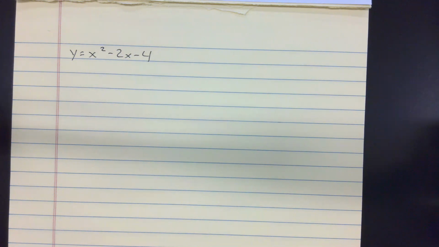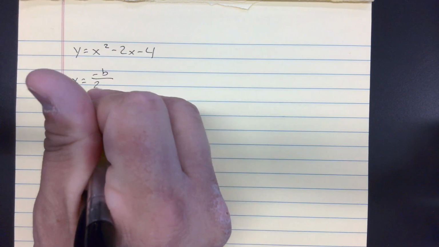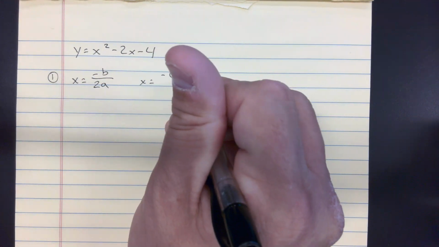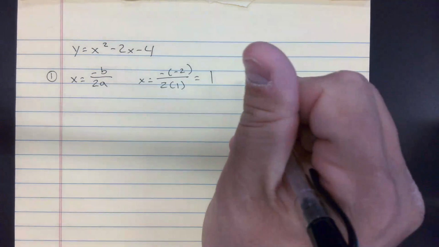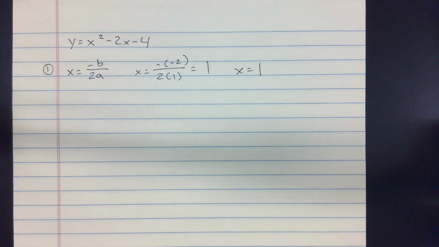Who could tell me what step number 1 was? We're going to find the axis of symmetry. So the first thing is we're going to find the axis of symmetry by going x equals negative b over 2a, or x equals the negative of negative 2 over 2 times 1, or 1. So x equals 1. That's the line of symmetry, right? Now that line is the symmetrical line. Everything on the left of that line is the same thing as everything on the right of that line, correct?